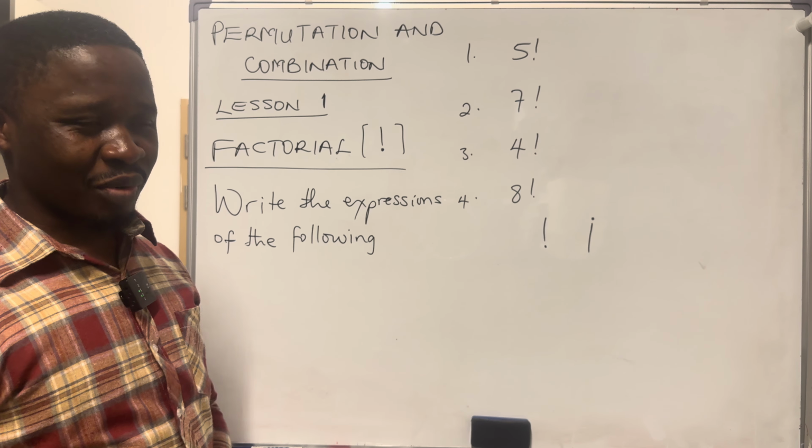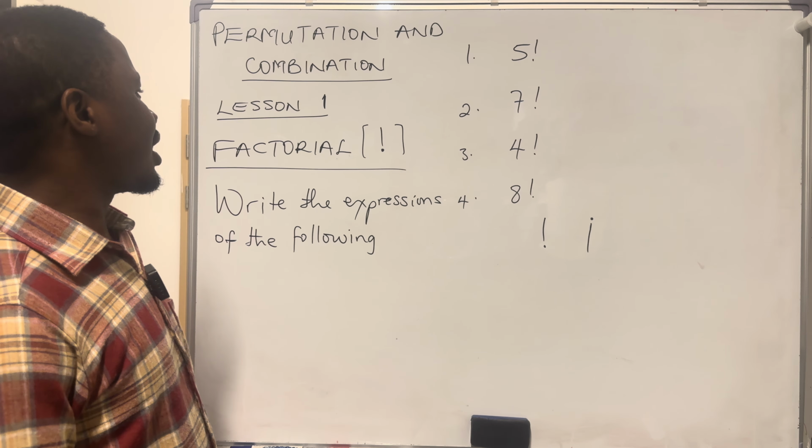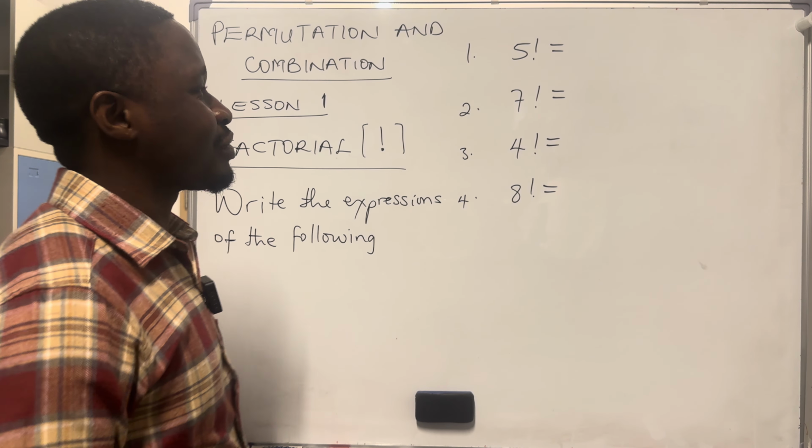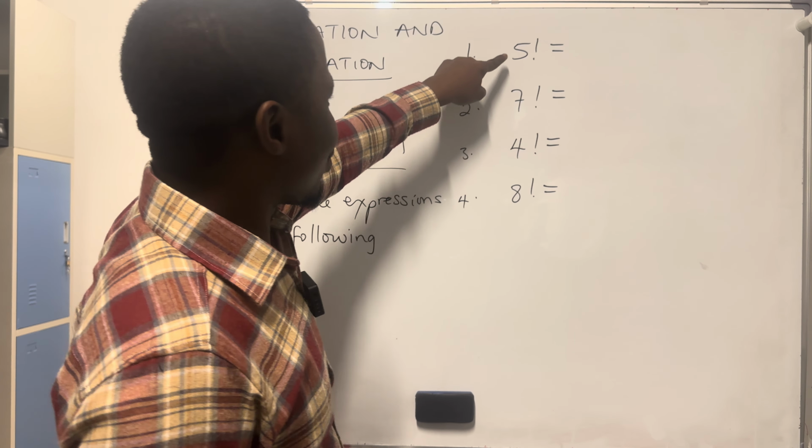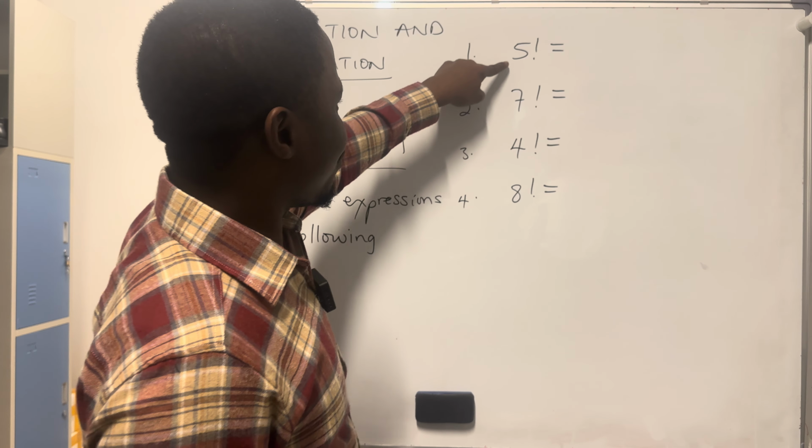This factorial is very much important. Of course, factorial is the name, but we need it in permutation and combination. So before we go into permutation and combination, we need to discuss factorial first. For now, let me show you how we find the factorial numbers. This one is read as 5 factorial, 7 factorial, 4 factorial, 8 factorial.